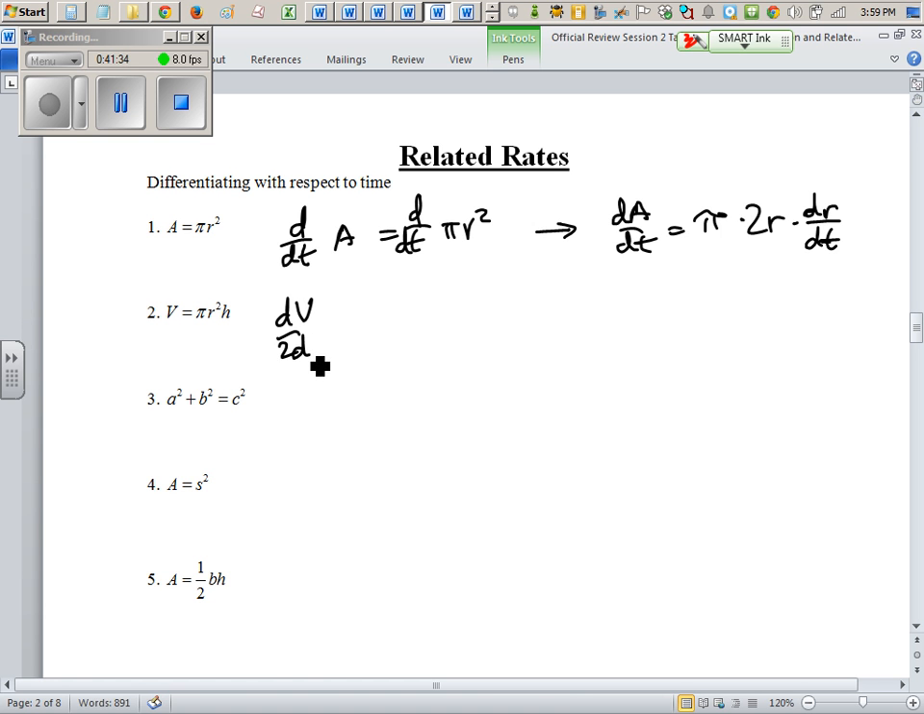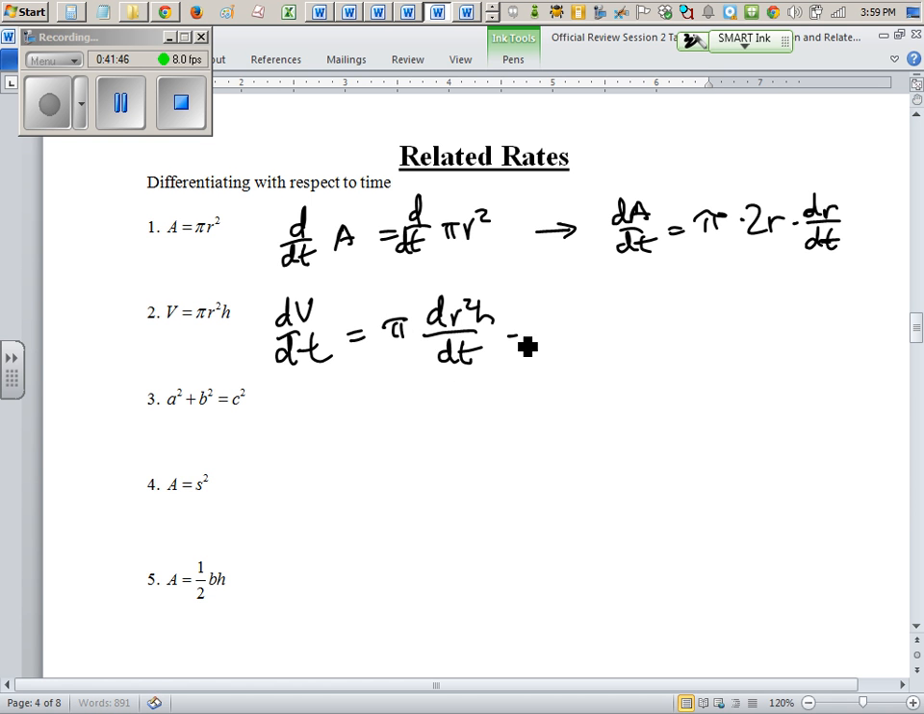Let's try the second one. The left side is dV/dt, and then the right side is pi times d(r squared h)/dt. I could pull the pi out, right? Be careful with this one. It's a little more complicated, isn't it? Especially if radius and height are both changing. So you're going to have to treat this like a product rule. You've got an r squared and you've got an h, see? All right, so Brian, you want to help me with this derivative? It's going to be 4 things.